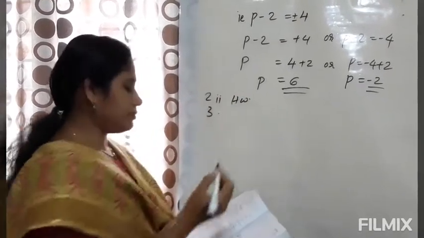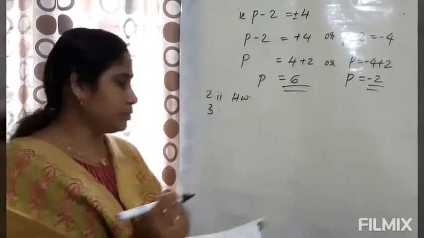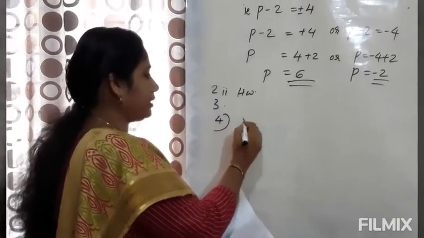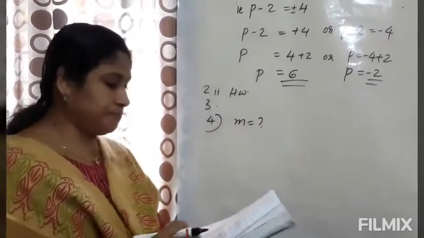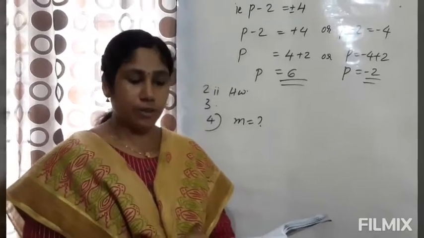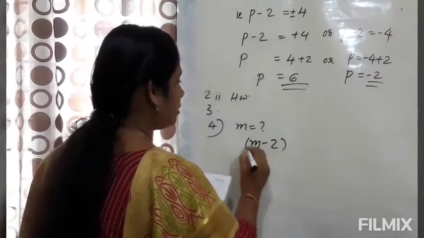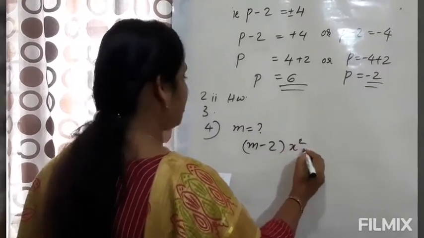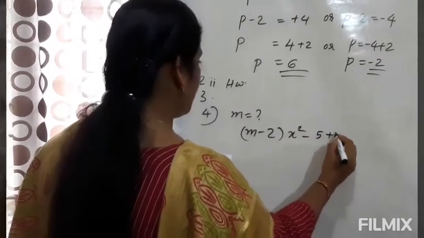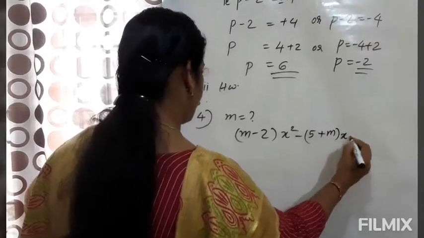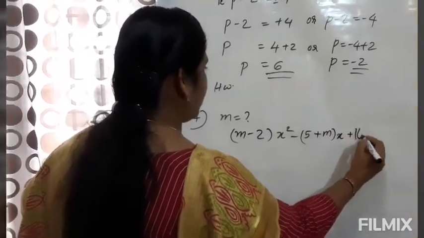And third also, same time, that is homework. Now the fourth question. Find the value of m. If the following equation has equal roots, same type of problem itself, equal roots are given. (m minus 2)x square minus (5 plus m)x plus 16 equal to 0.